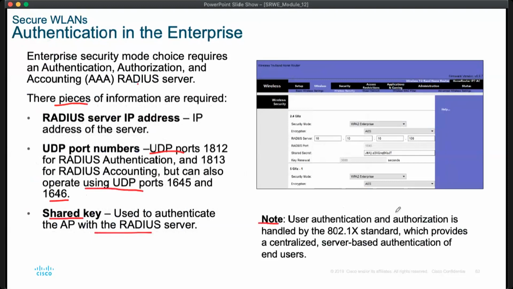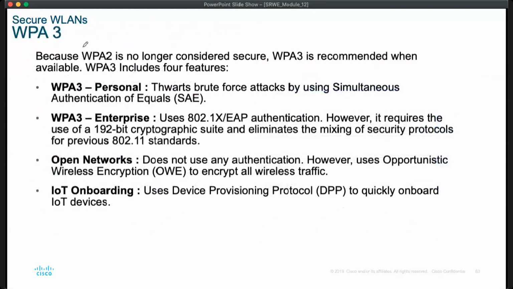User authentication and authorization is handled by the 802.1X standard, which provides central server-based authentication of users. WPA version 3, or WPA3. Because WPA2 is no longer considered secure, WPA3 is recommended when available. WPA3 includes four features.